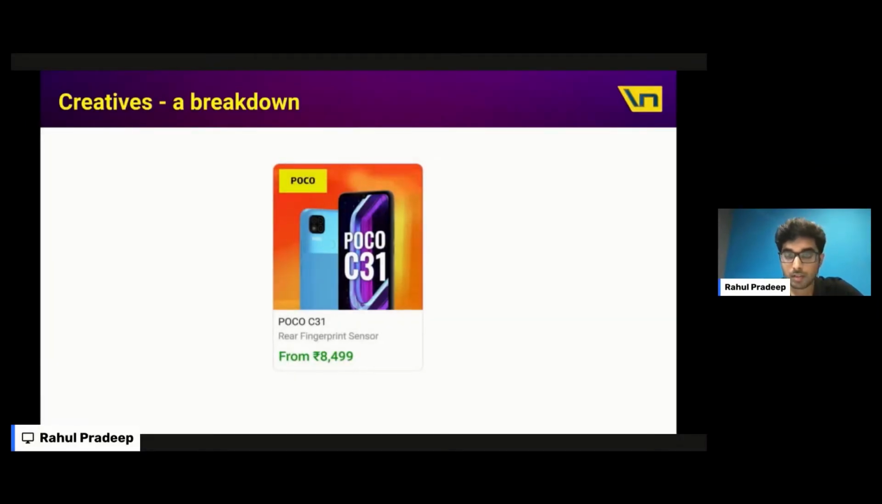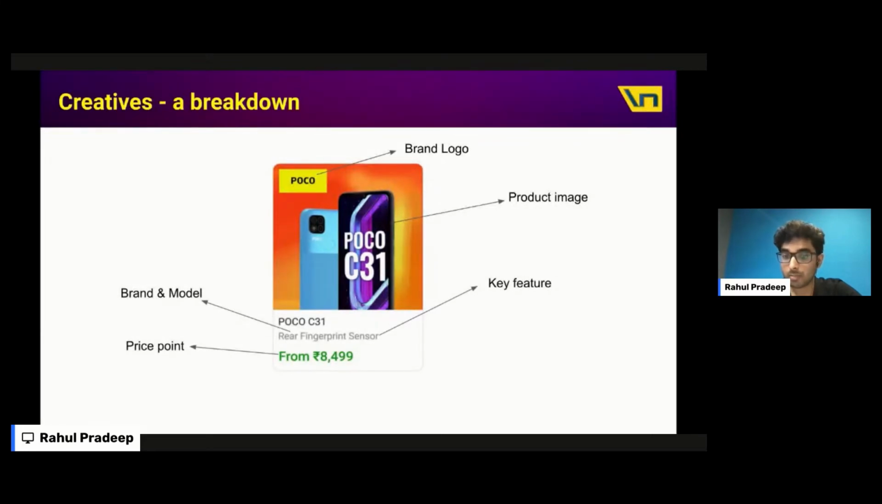Thanks, Ruchika. So now that we have these product selections, the next job is to create a representative creative for these selections, right? So the way we have gone about solving this problem is first by looking at the creatives themselves and trying to figure out what elements are there in this creative. So in this creative, if you see, there is a brand logo, there is a product image, which is a Poco C31 image. There are some textual elements in it which call out price point, brand make, etc. And then there is a background image which adds to the richness of the image, right?